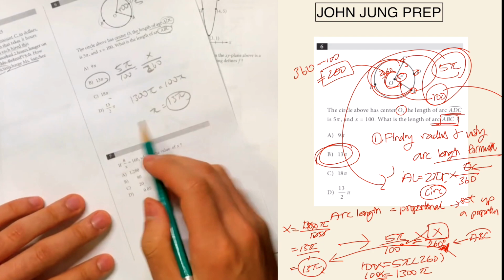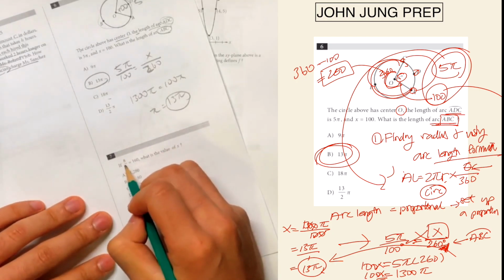So on the way there, you guys saw how I wrote 360 at first, but I realized in the middle of doing this that the angle for ABC is going to be 260, so I just did 260 instead. Okay, next question.